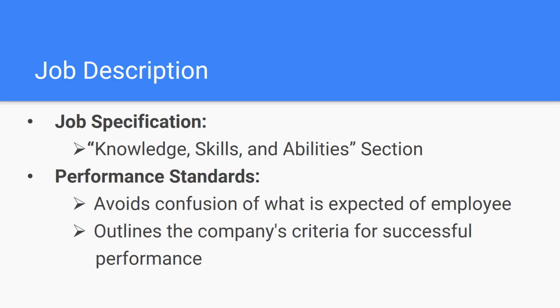Two terms used when discussing job descriptions are job specification and performance standards. Job specification is essentially the conditions, basic skills needed, and any educational or training qualifications associated with a job, and these can be found in the knowledge, skills, and abilities section of a job description. Performance standards outline the company's criteria for successful performance. It avoids confusion of what is expected of an employee, especially when he or she is going through an annual review.